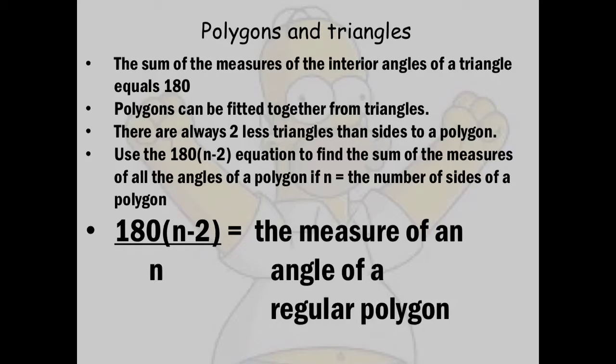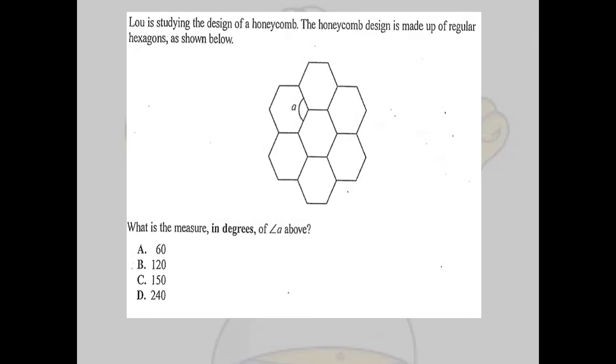Alright, and then the last part of this is once you have found the sum of all the angles by doing 180 times the quantity of n minus 2, if you want to find the measure of any particular angle of a regular polygon, and a regular polygon means all the angles are the same, we can simply just divide by the total number of sides. That's useful for problems such as this.